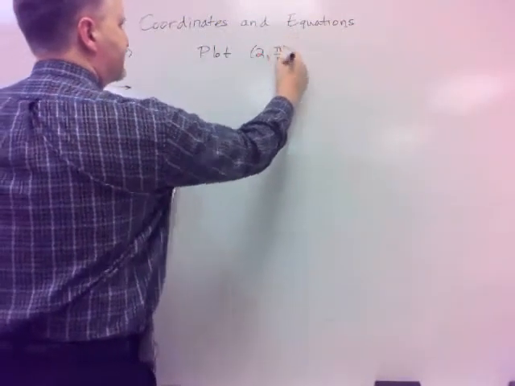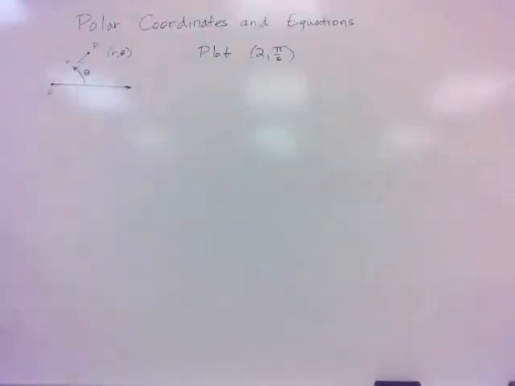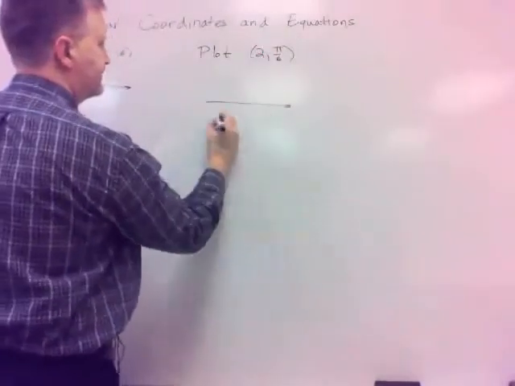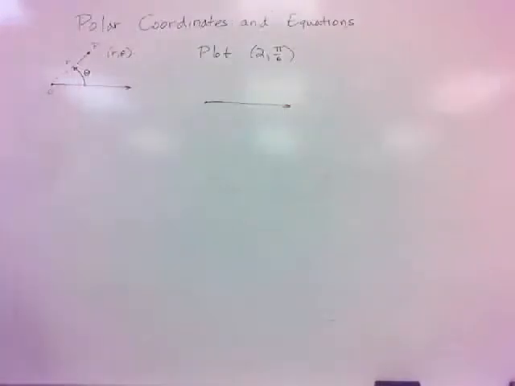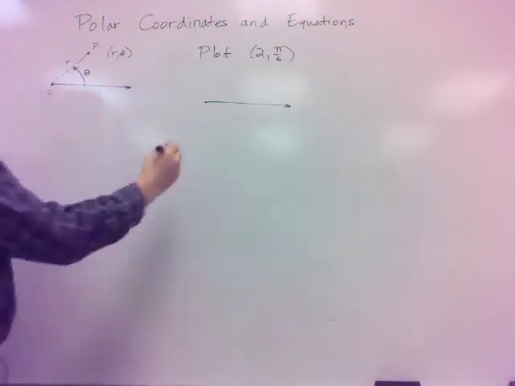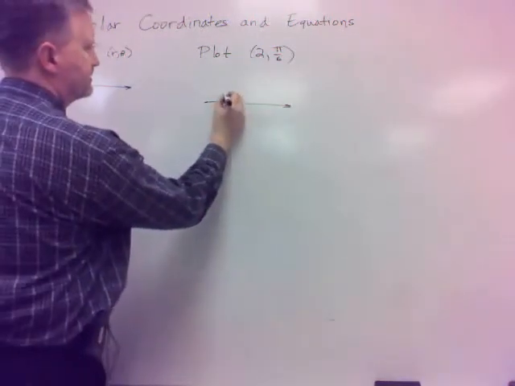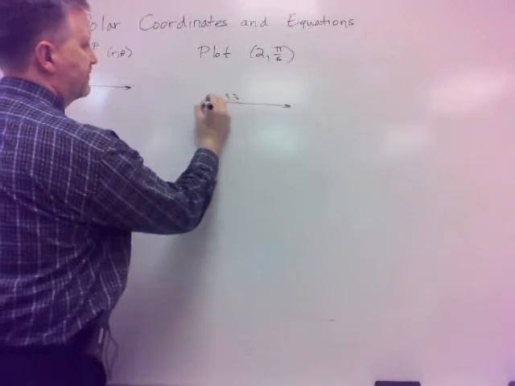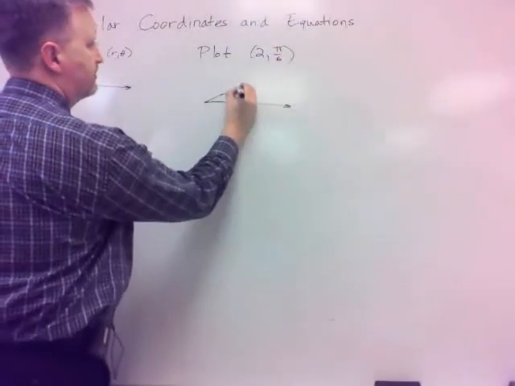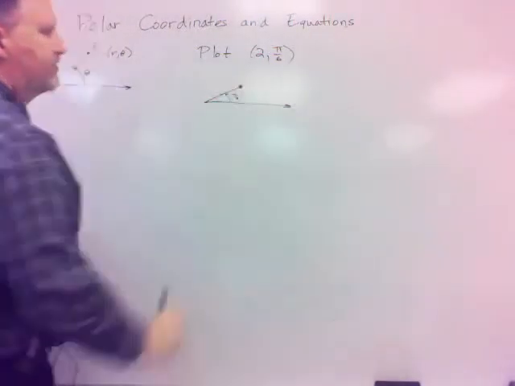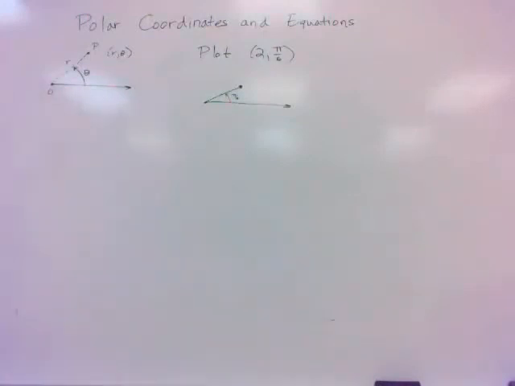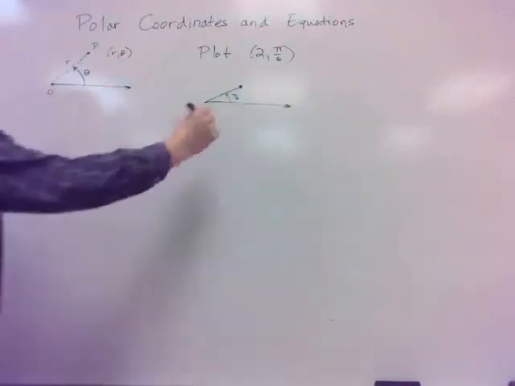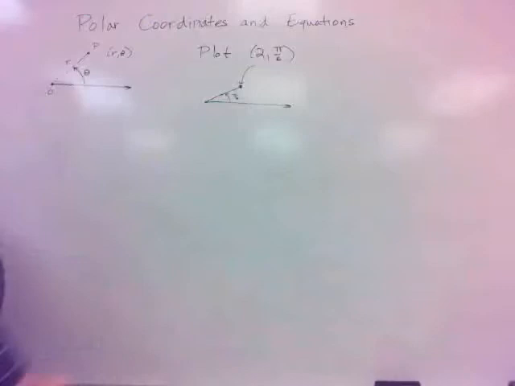What would (2, pi over 6) be? Where would that be? Well, you got the r is 2 units long. The angle is pi over 6, so that's 30 degrees. So pi over 6 here, and then you go 1, 2 units. So right there would be that point. It's not the whole line, just the point.